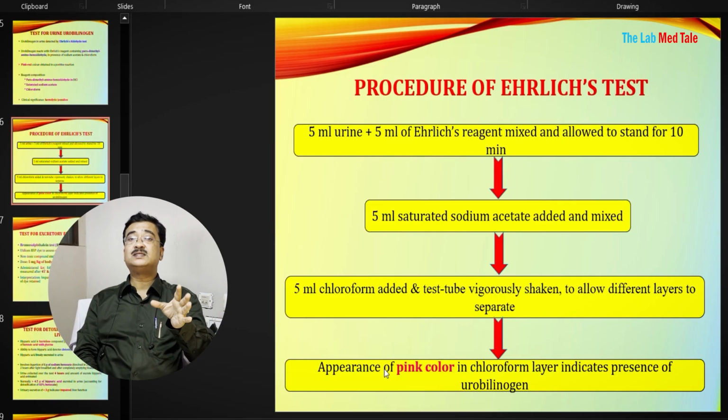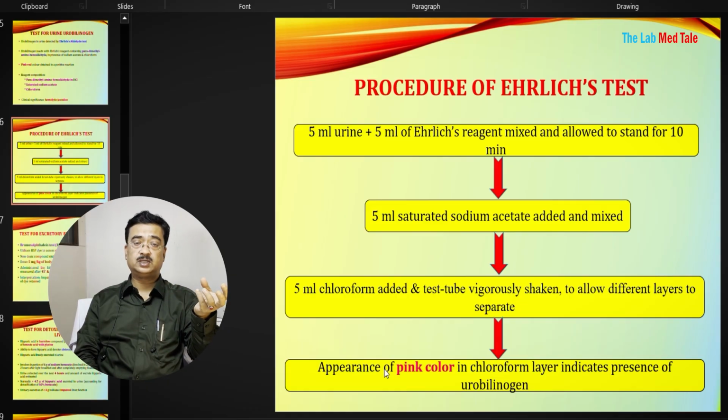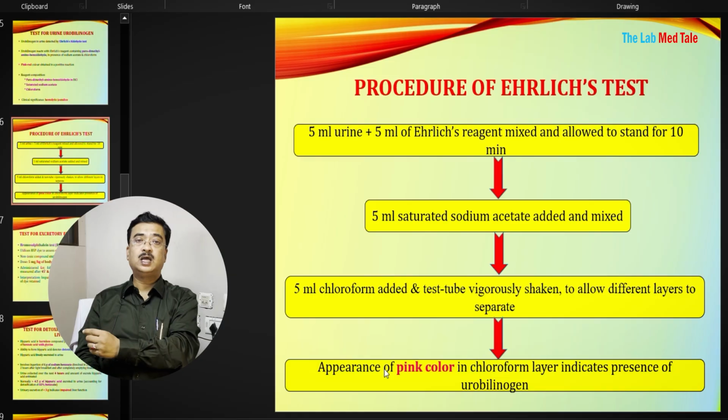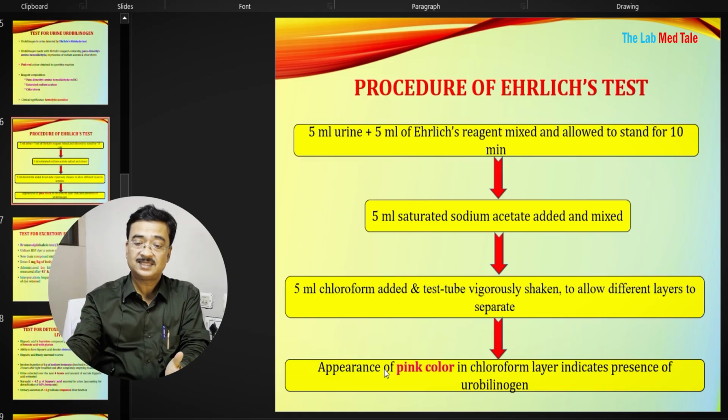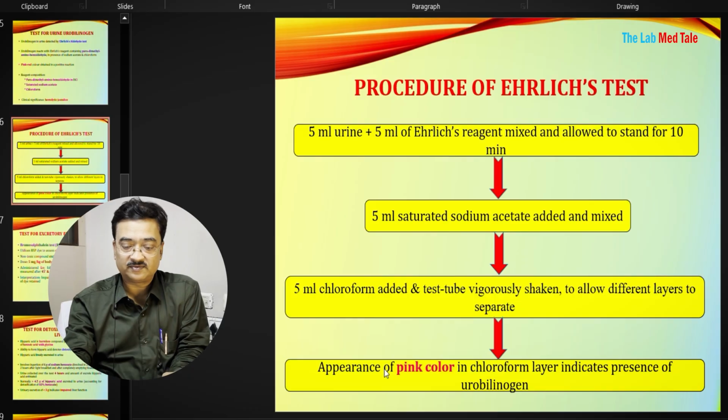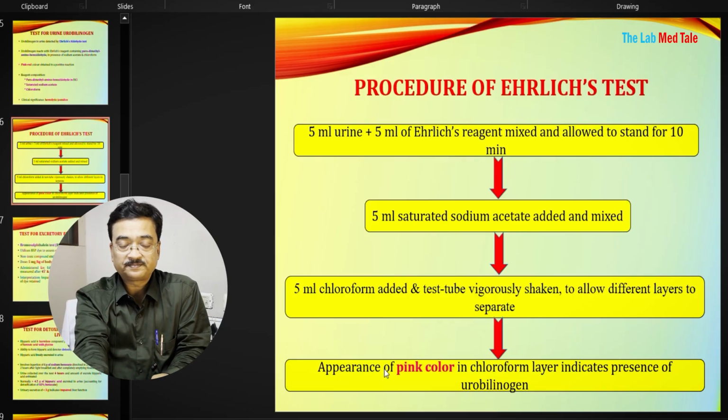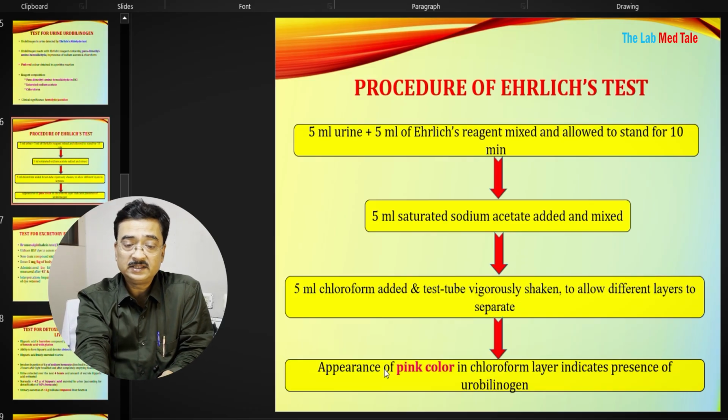But if there is excess urobilinogen formation, that means the bilirubin production is prehepatic. There is excess prehepatic bilirubin production, and there is no obstruction in the outlet of the biliary system. So excess urobilinogen always stands for hemolytic jaundice. The Ehrlich test I have told.